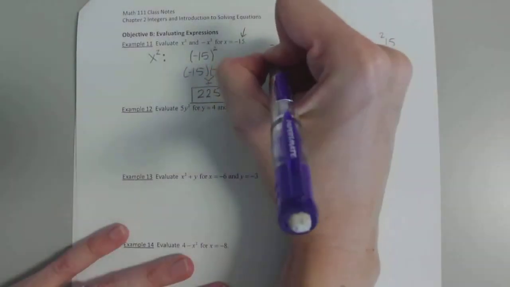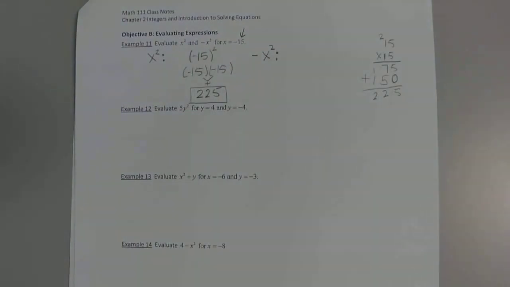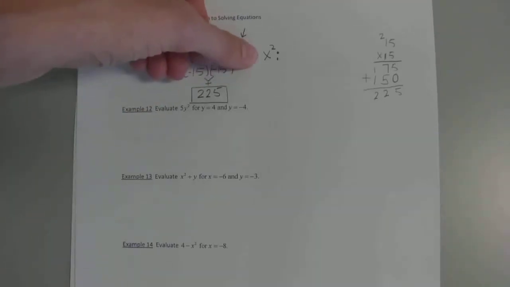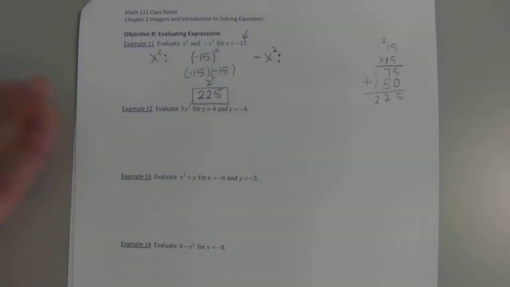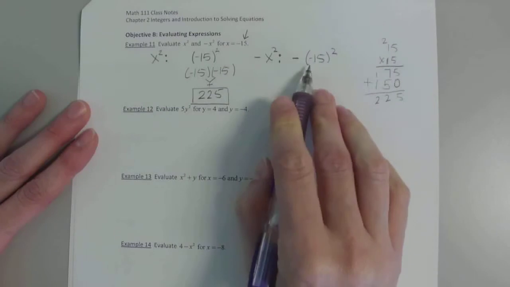How is that going to be different for negative x squared? Because don't we already know what x squared is? What's x squared? 225. So what do you get when you put a negative in front of it? Negative 225, okay? So remember, the negative hangs out as you square your x.